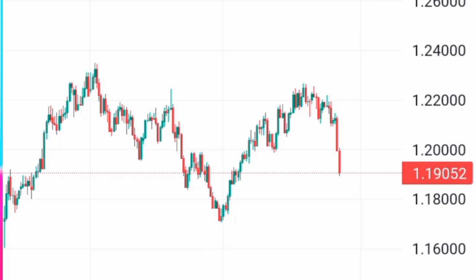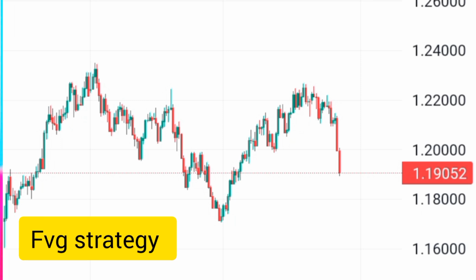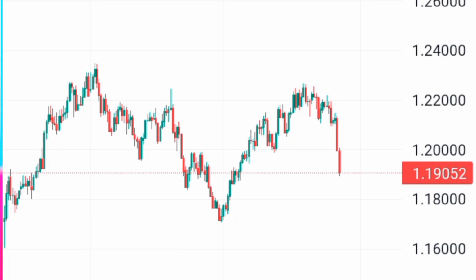We're going to dive more into our fair value gap trading strategy. In this video, let's see how to identify the working fair value gaps and the profitable ones that you can use to get something in the market. Let's watch this video to the end to see all the steps we shall take to identify the profitable fair value gaps, right?